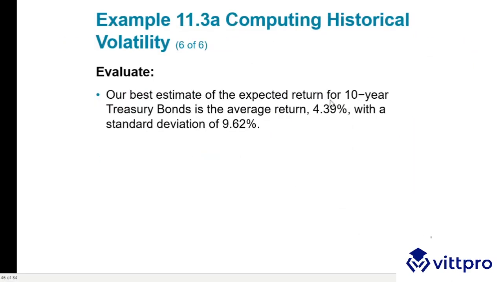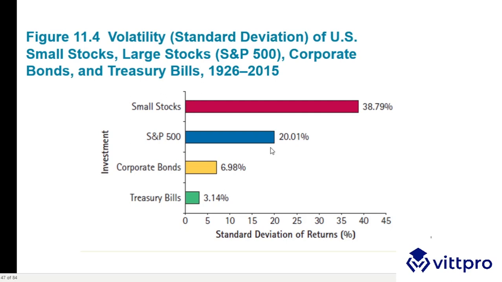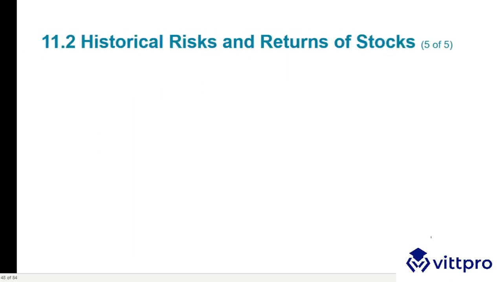Our best estimate to expect from a 10-year treasury bond is an average return of 4.3% with a standard deviation of 9.6%. These are the standard deviations from 1926 to 2015 of different assets: Treasury bills 3%, corporate bonds 6%, S&P 20%, and small stocks 38%. So that's the standard deviation. The lower the standard deviation, the less risky it is, and the higher will be the returns.